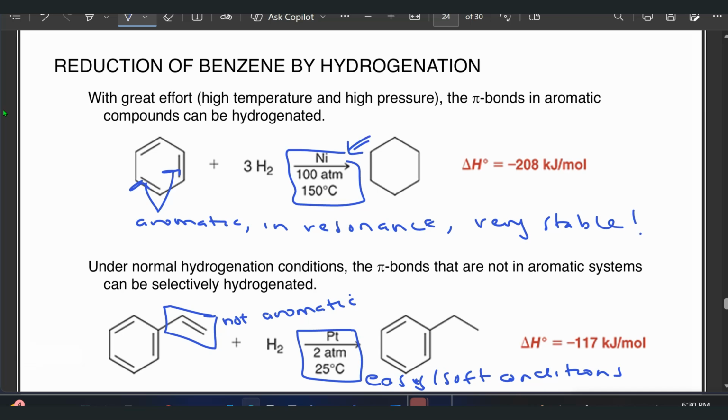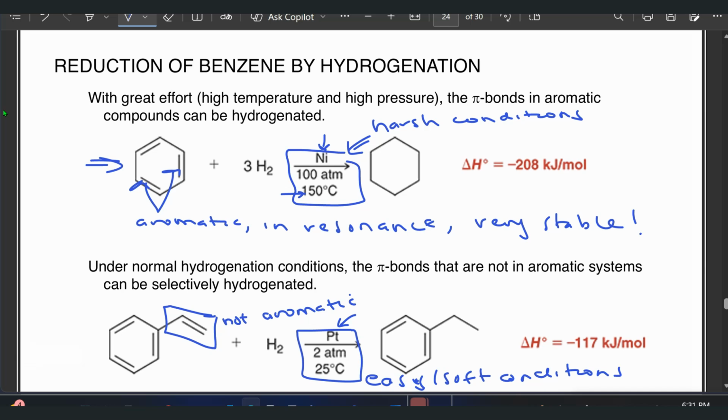You're gonna need harsh conditions. Right now where you are, it's just under 1 atm. That's the room pressure. Imagine 100 atm, pressurized. And then the temperature is 150 degrees, 50 degrees above the normal boiling temperature of water. And then you have to use a more reactive metal catalyst, nickel, instead of platinum. So everything is just exaggerated for benzene to be reduced.